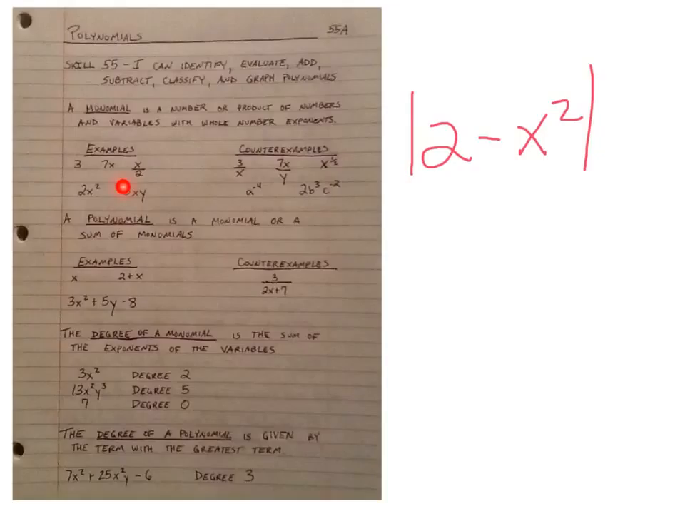The degree of a polynomial, however, is given by the term with the greatest degree. So in the example I've written here, 7x squared plus 25x squared y minus 6 is a degree of 3 because 25x squared y has a degree 3, and that is the highest degree of our three independent terms.